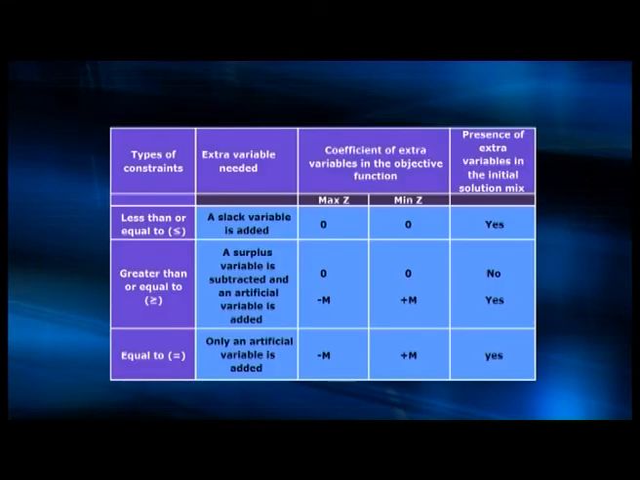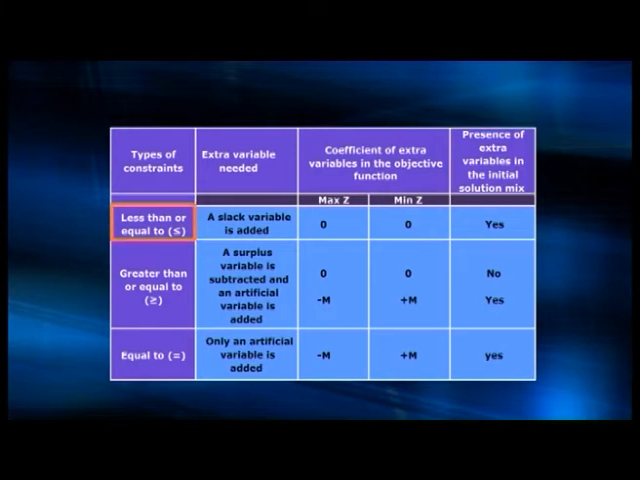The summary of the extra variables to be added in the given linear programming problem in order to convert it into a standard form is given. The first column represents the types of constraints. The second column represents the extra variables which are needed. The third and fourth columns give the coefficient of extra variables in the objective function, which is maximization of z and minimization of z. The last column represents the presence of extra variables in the initial solution mix.